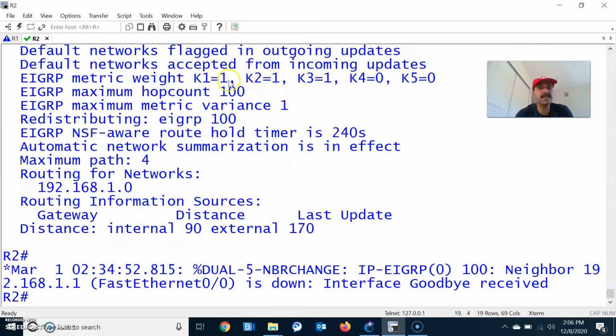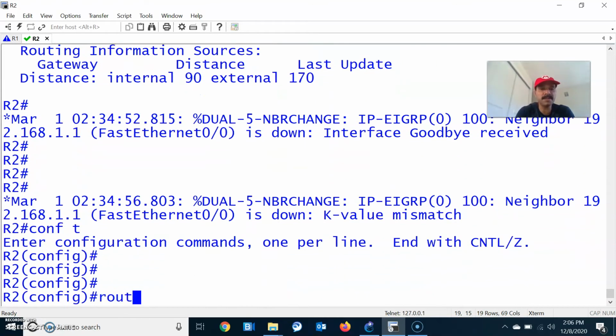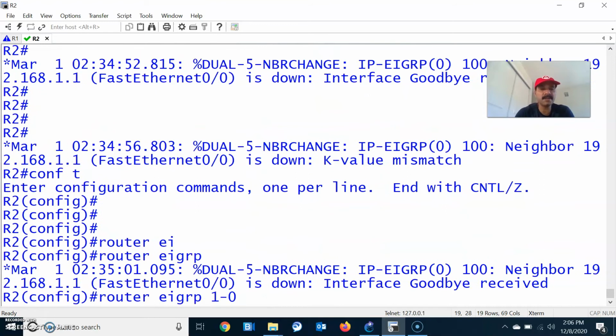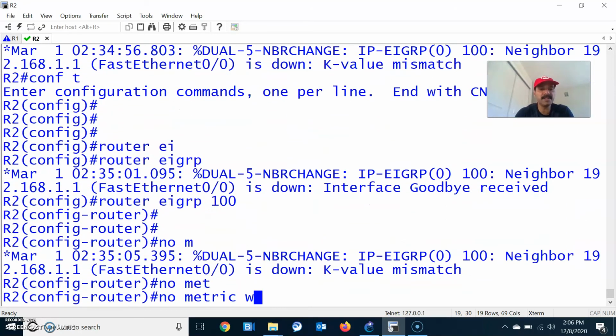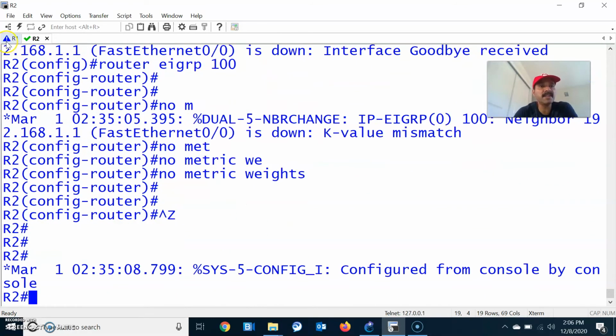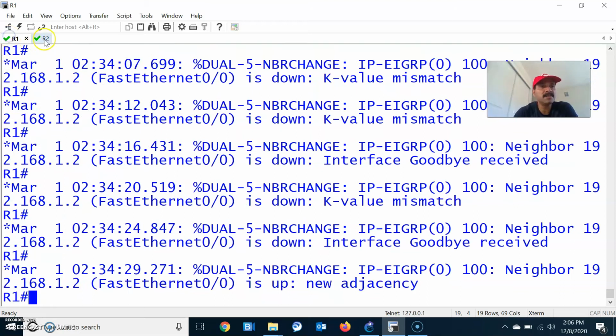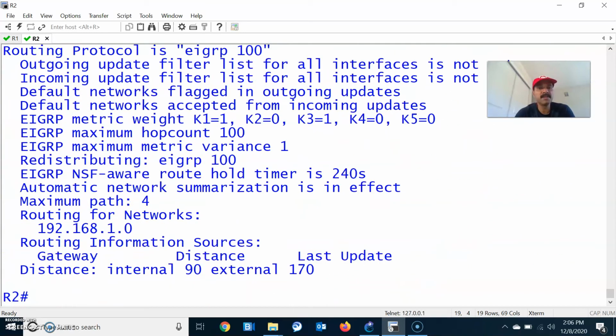We can configure this with metric weights in the router EIGRP mode. So how can we do that? Now go to the configuration mode, router EIGRP 100, then remove that metric weights with no metric weights. What happens is the metric value is automatically set to default, that is K1 and K3 will be on. Now let us check show IP protocols. So we are able to see bandwidth and delay is on by default.